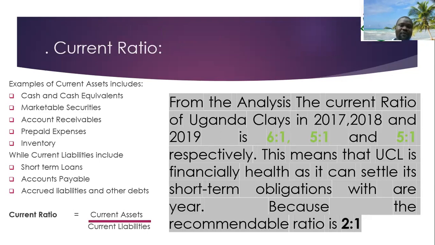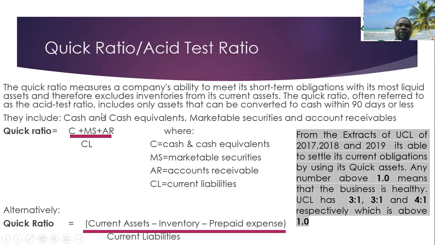Some of the examples of the current assets include cash and cash equivalents, marketable securities, account receivables, prepaid expenses, inventory, among others, while current liabilities may include short-term loans, account payable, accrued liabilities. Current ratio is given by the formula current assets over current liabilities. We are going to look at it practically in an Excel sheet, but I just wanted to first give you the hint before we go to the computations.